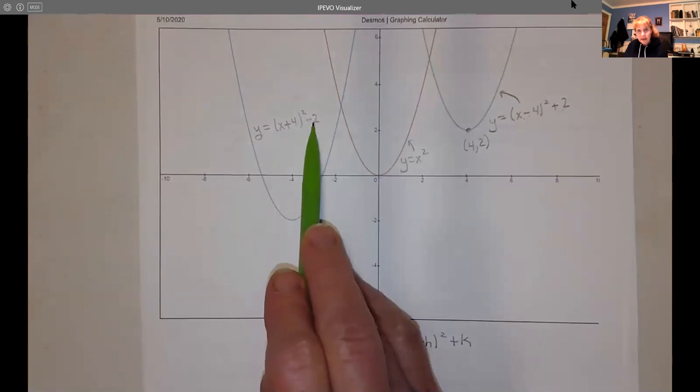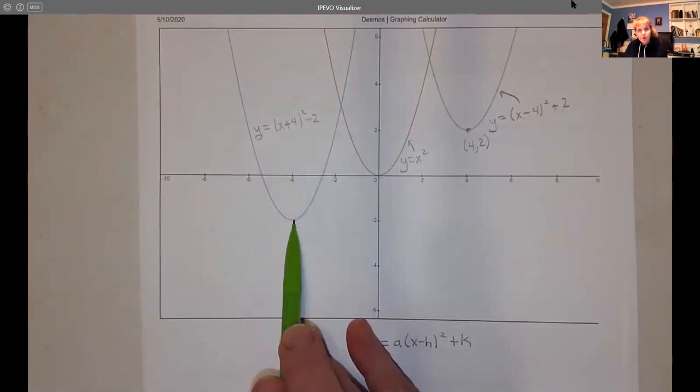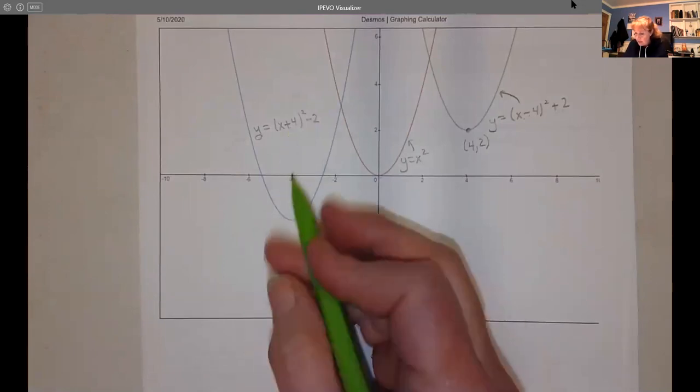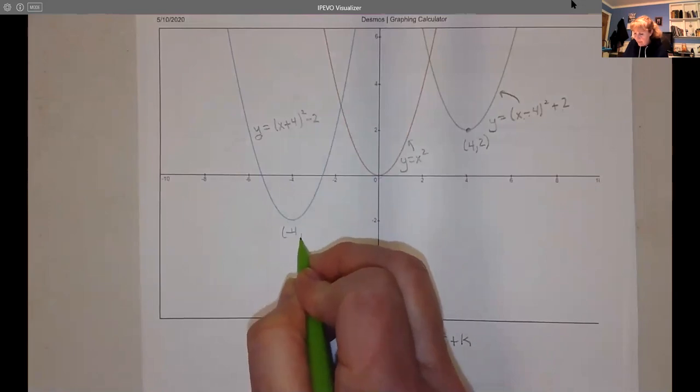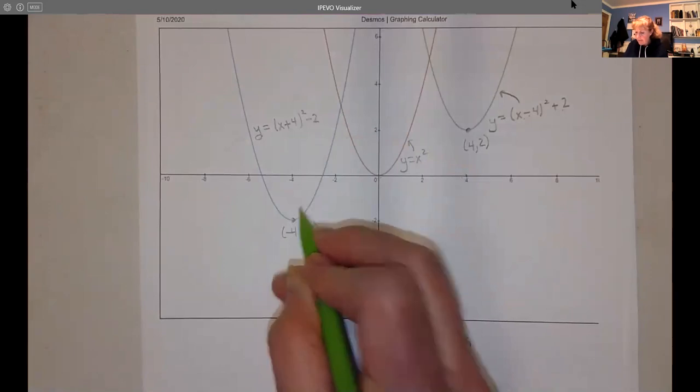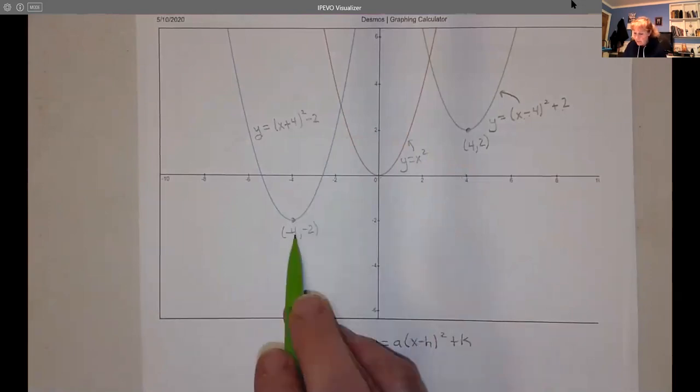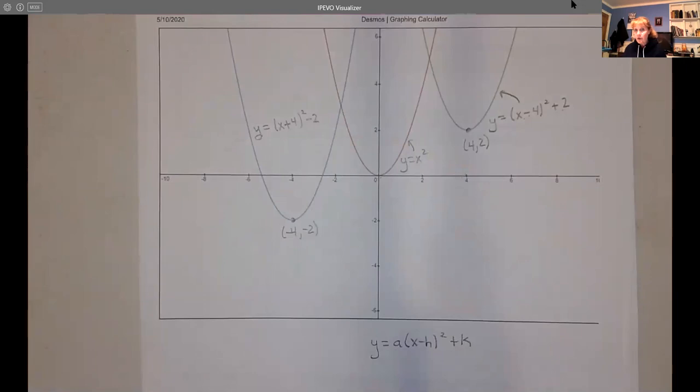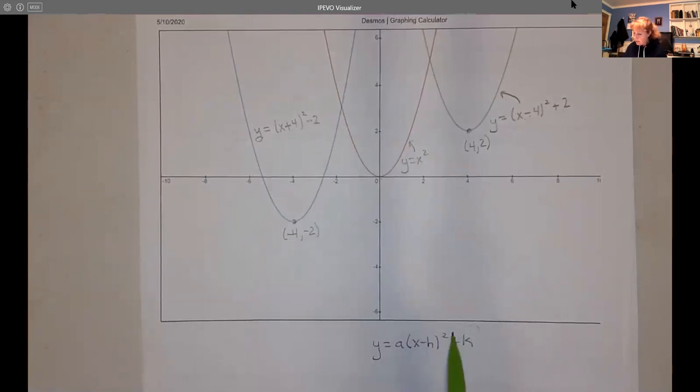Well, by subtracting a number, I dropped it 2. So my vertex is negative 4, because you take the opposite there, and you went down 2. So there's my minimum value. It's the vertex, (-4, -2). So this number that you may add or subtract is an up and down shift. If you add, you go up. If this is a subtraction, you go down. All right, it's not too hard.